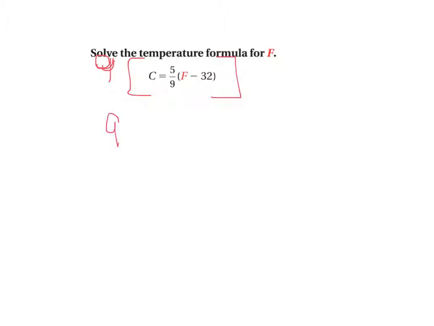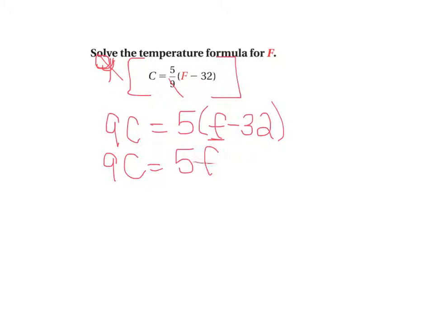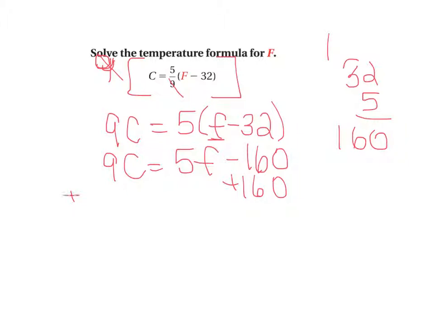So you should have gotten 9c is equal to, in this case the 9's cancel, so 5 times f minus 32. At this point, I'm trying to solve for f. So let's go ahead and distribute the 5 to the f to get 5f minus 32 times 5, which is 160. So we still want f by itself. Let's add 160 to both sides.